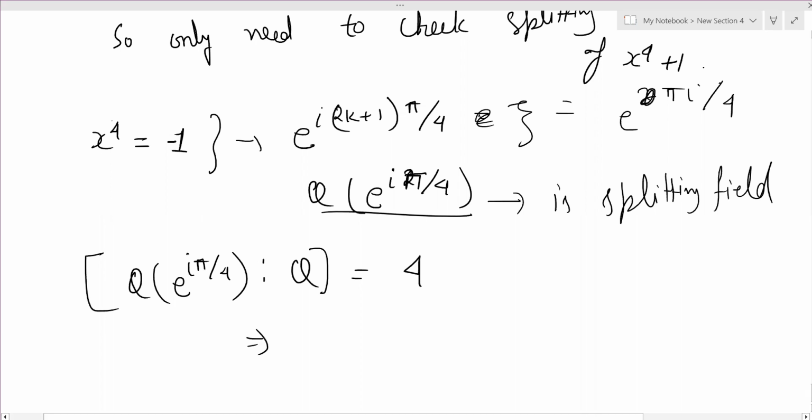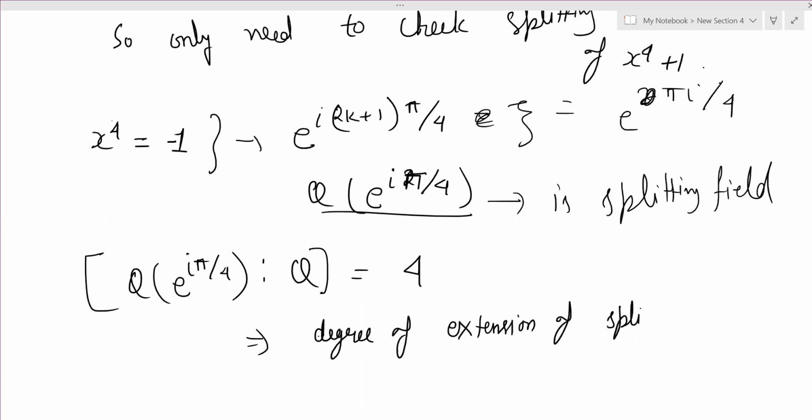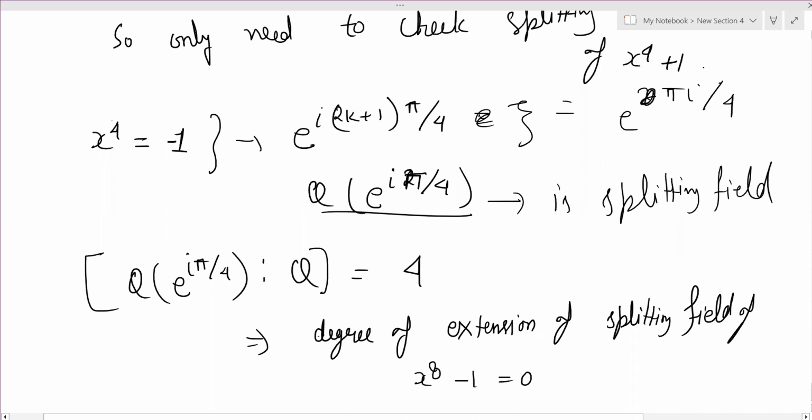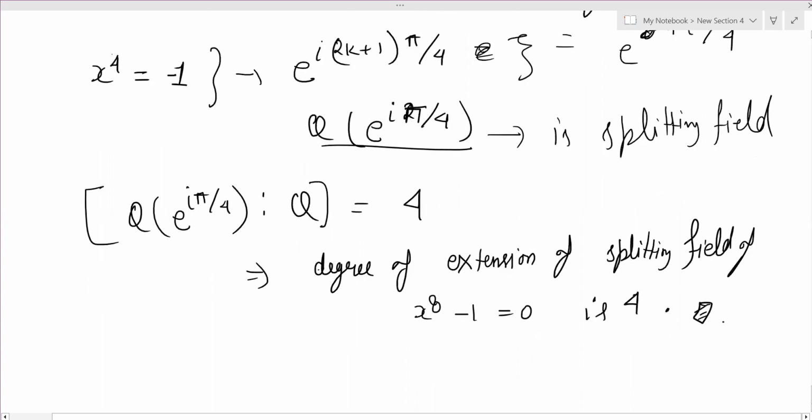So the degree of extension of the splitting field of x to the power 8 minus 1 equals 0 is 4. So is this clear or not? Muthu Kumar, is this clear? Yes. Ravi, is this clear? Yes sir.